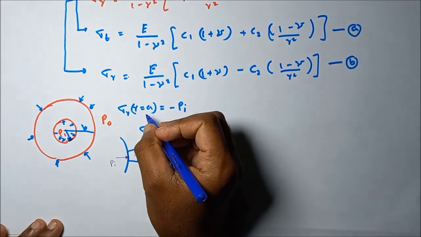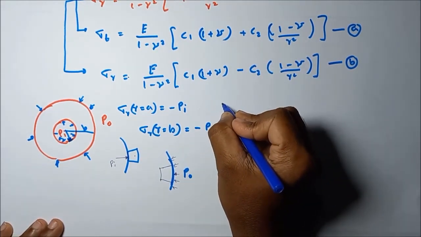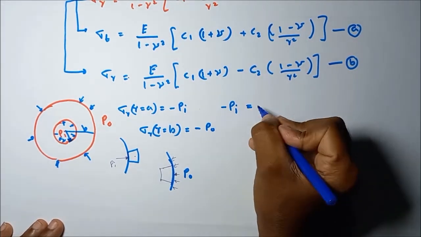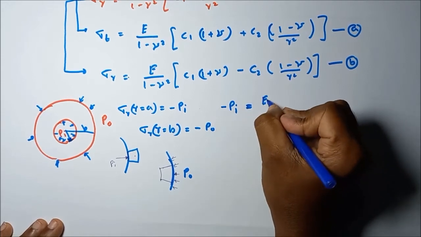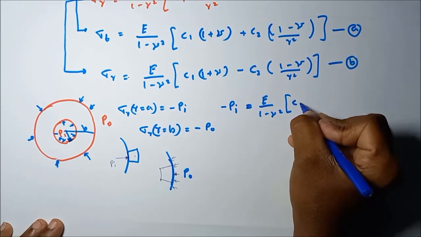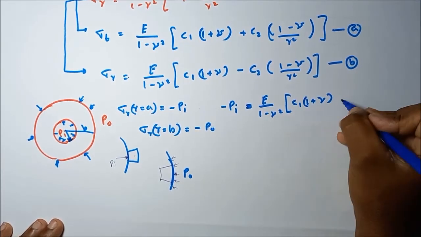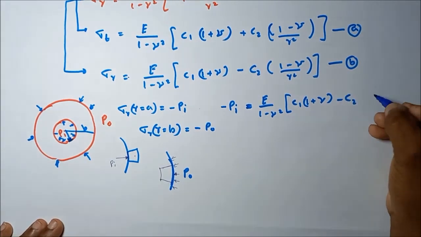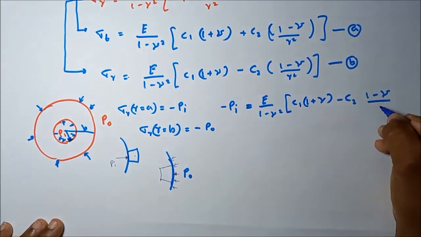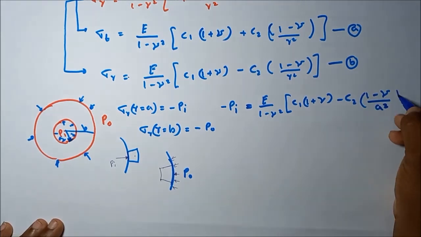Okay. First of all, I am going to write the equation considering the first boundary condition. Minus Pi is equal to E divided by 1 minus nu square, C1 (1 plus nu) minus C2 (1 minus nu). Here, what is R square? Instead of R square we have put A square.